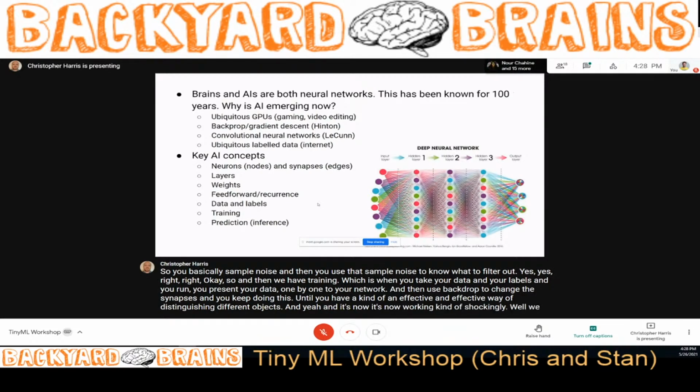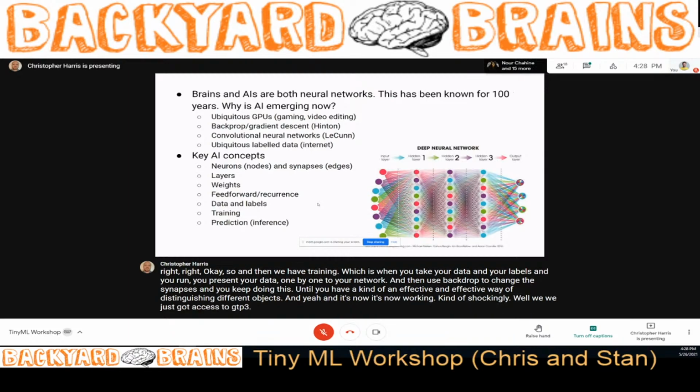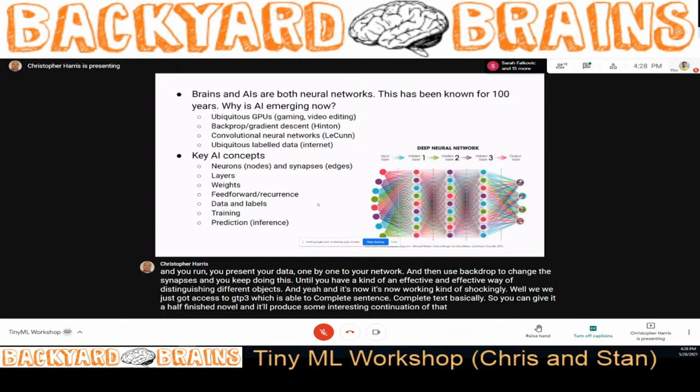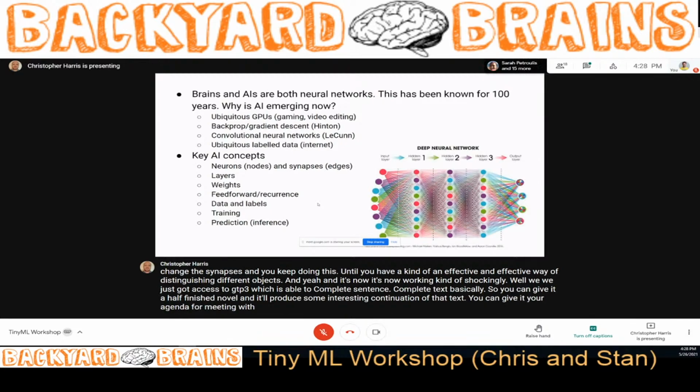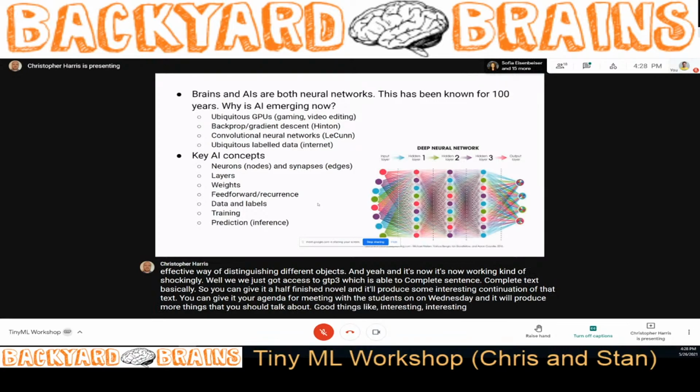We just got access to GPT-3, which is able to complete text basically. So you can give it a half-finished novel, and it'll produce an interesting continuation of that text. You can give it your agenda for a meeting with the students on Wednesday, and it will produce more things that you should talk about. Good things, like interesting contributions.